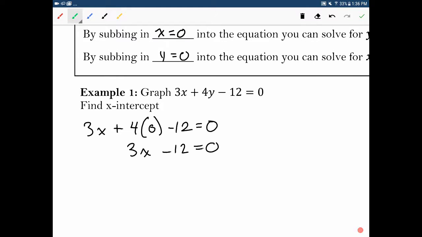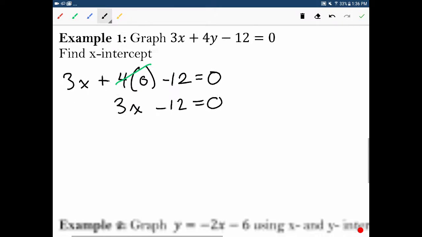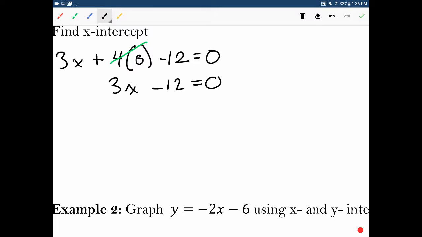Because that term became 0, it just disappeared. And because of the nature of standard form, that's always going to happen, where you make one of those terms disappear. Now we just use our super algebra skills to solve for 3x.